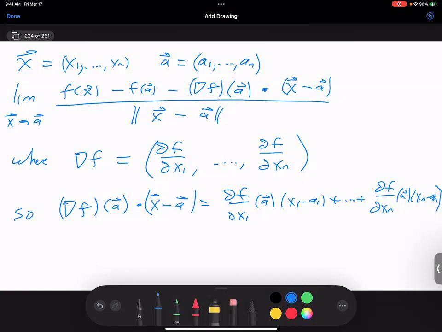Now instead of f prime of a, I'm writing gradient of f. So we sometimes write here grad f, which is the gradient. This is our vector of derivatives. Okay, it's just a nice compact way of writing what we were doing.